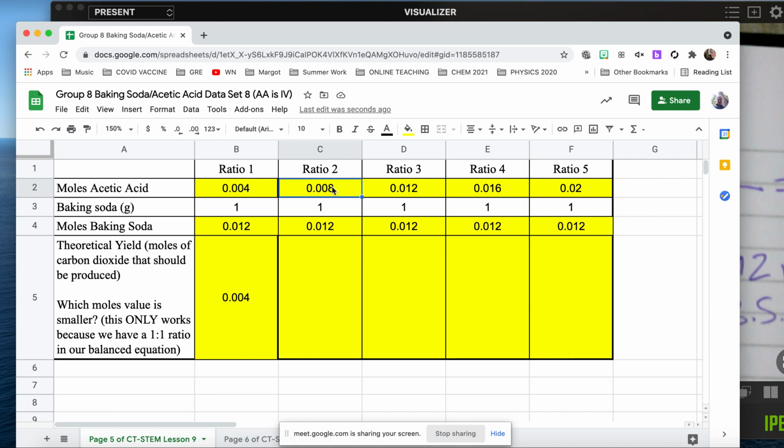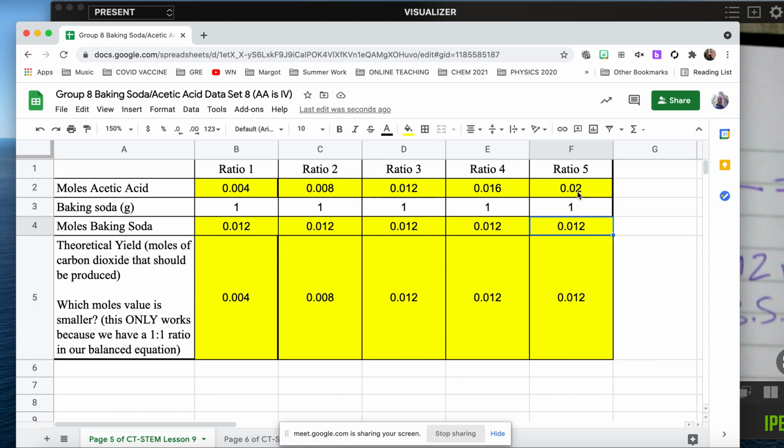Okay, so between these two numbers, the 0.008 is smaller. Between these two numbers, do we see how they're the same? So it's just going to be the 0.012. Between these two numbers, it's the 0.012. And between these two numbers, it's going to be the 0.012. Okay? So take a second, go through, be careful.